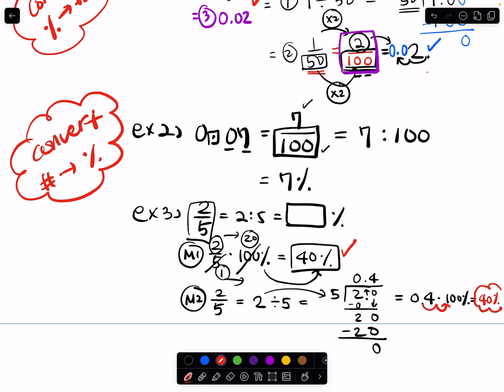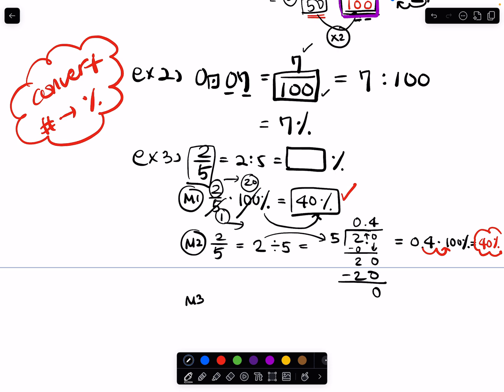Ta-da! Same answer, right? And I have one more way to do this. I love doing math from different angles. So 2 over 5 is the number, the original problem. And I look at this denominator. That's a very special denominator. It's a nice denominator. Why? We want to be able to express this out of 100, right? Which is what it means to rename a number, re-express that as a percent. That's what it means: express the quantity out of 100.